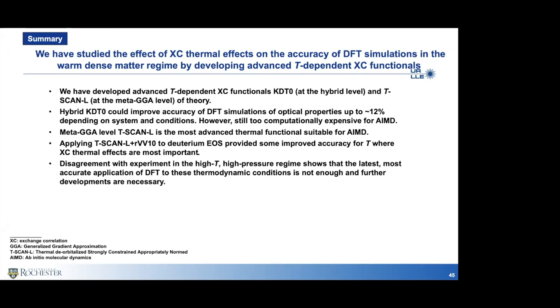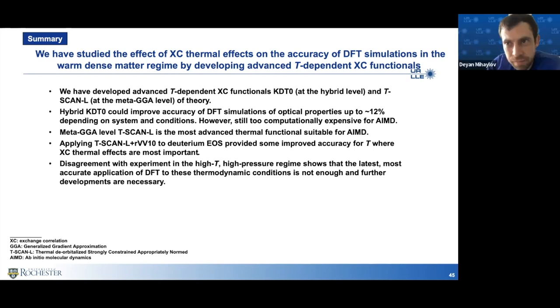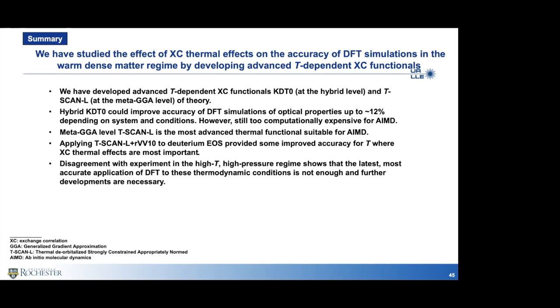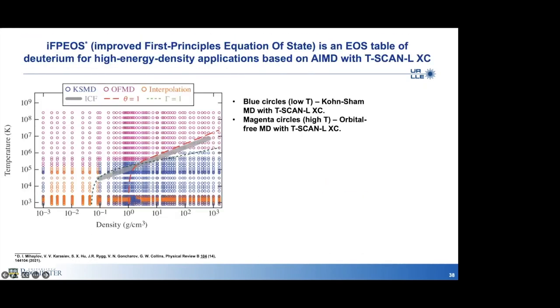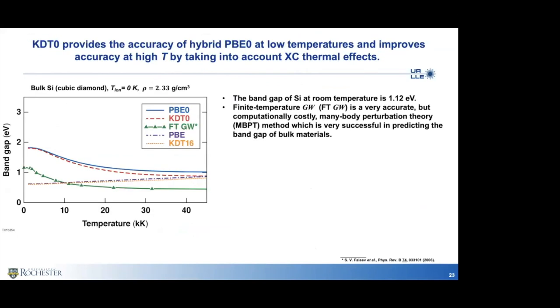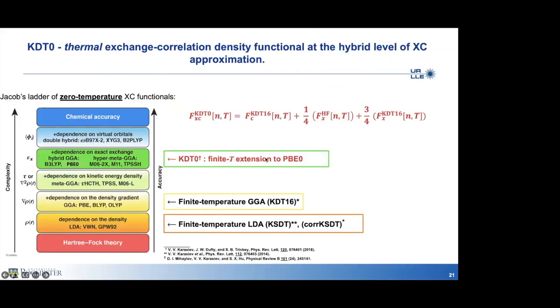I would have a question, if I may. Go on. Thank you very much for a very interesting talk. Can you maybe go back to slide number 21? This one exactly. So I'm just curious, maybe you said it and I just missed it, but you construct your finite temperature KDT0 by adding 1/4 of this exchange Hartree-Fock and 3/4 from this KDT16. So where do these factors 1/4 and 3/4 come from?